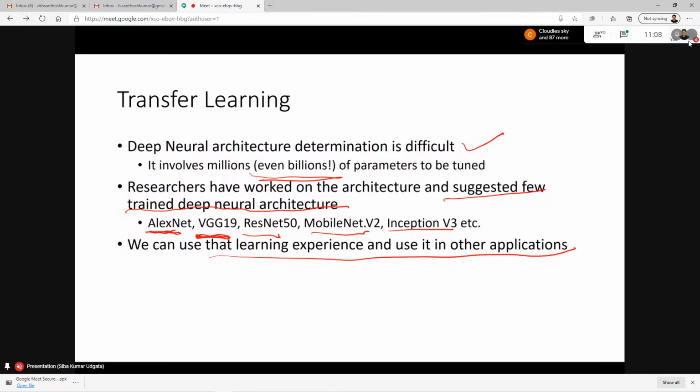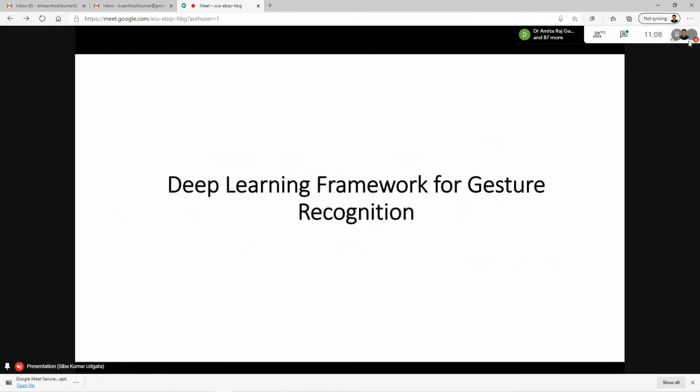Now, if you're not very happy with any of these networks, then you can think of your own network, your own filter values, etc. And that can come from your experience. Nobody can suggest it actually.